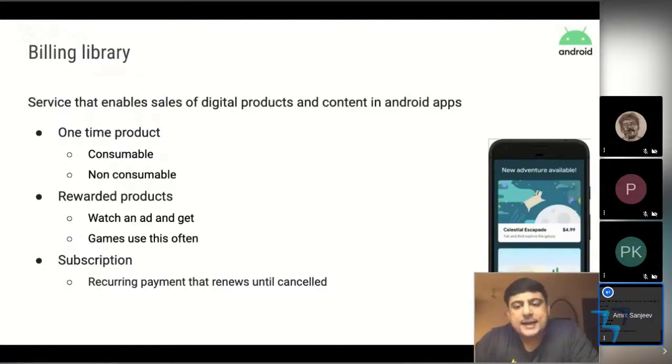Now, a subscription is a recurring flow that renews automatically until it is cancelled by the system or cancelled by the user.